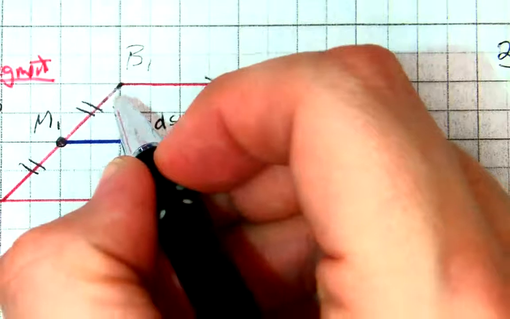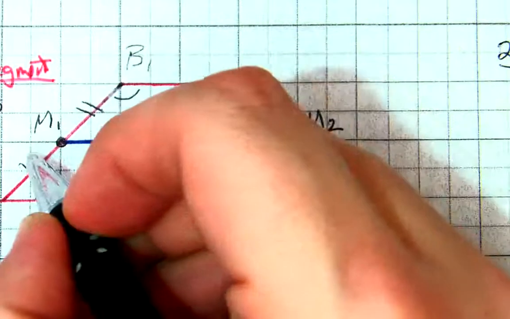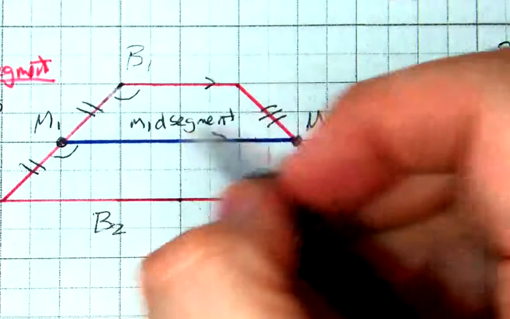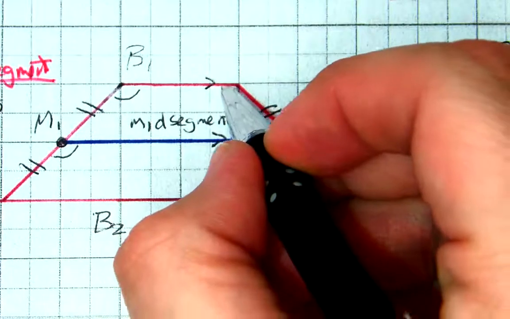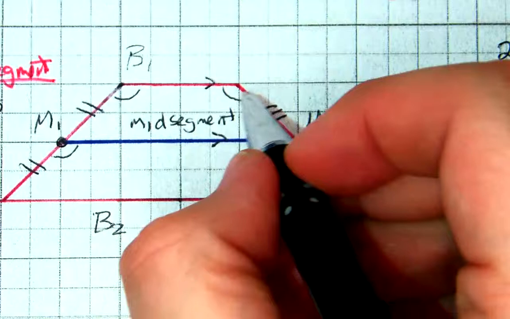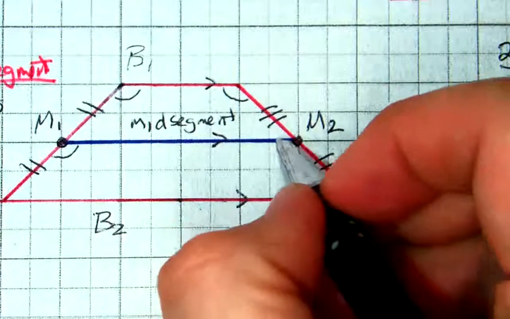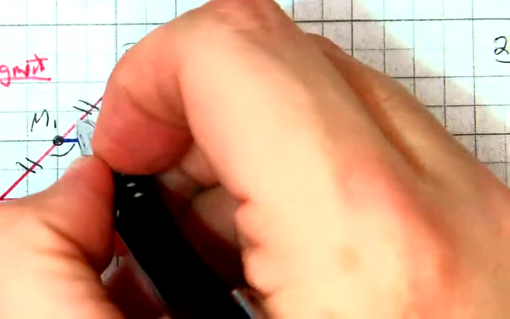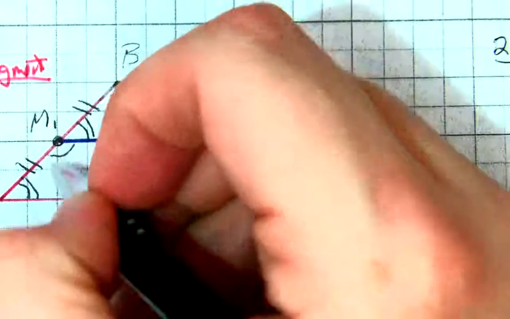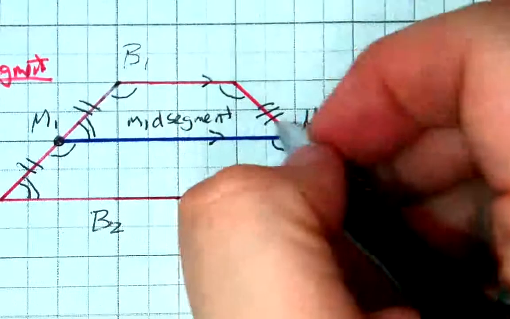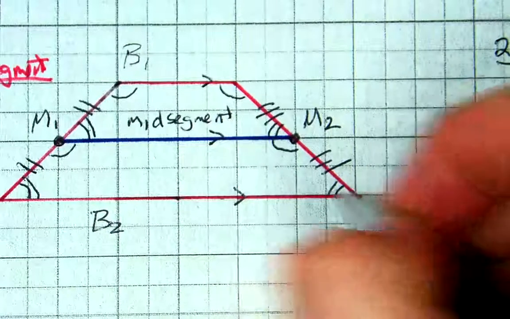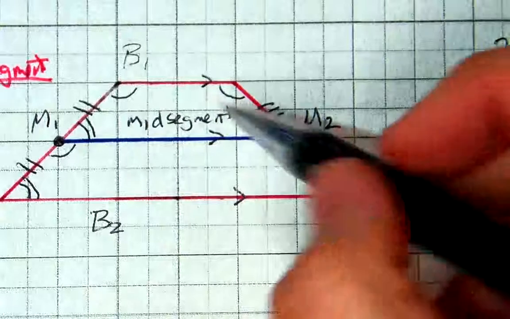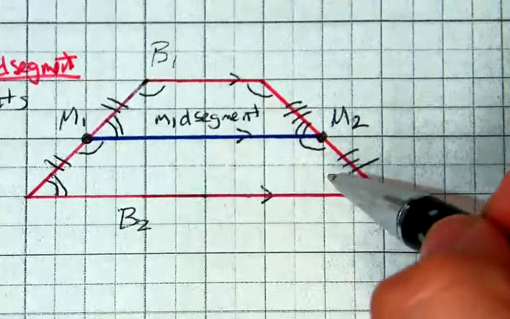This angle right here is congruent to this angle because they are corresponding angles. This angle is congruent to this angle because they're both base angles, but that angle is congruent to this angle because they're both base angles. This angle is congruent to this angle because they are corresponding angles. That angle is congruent to this angle because they're corresponding angles. So you get all sorts of wonderful corresponding angles here.